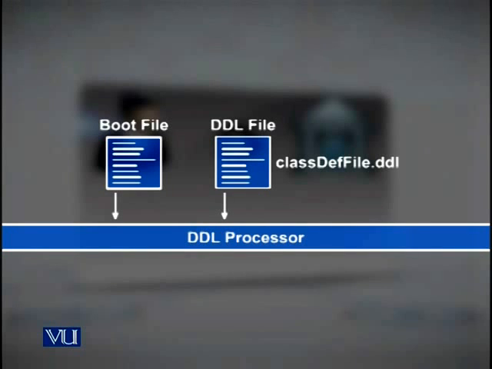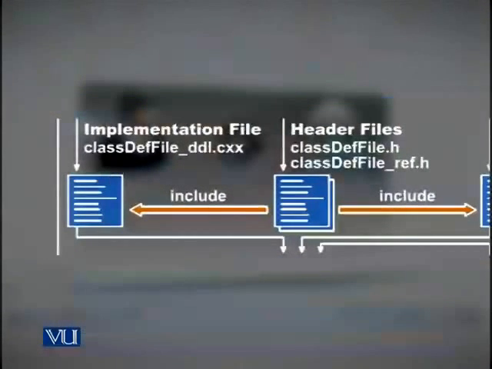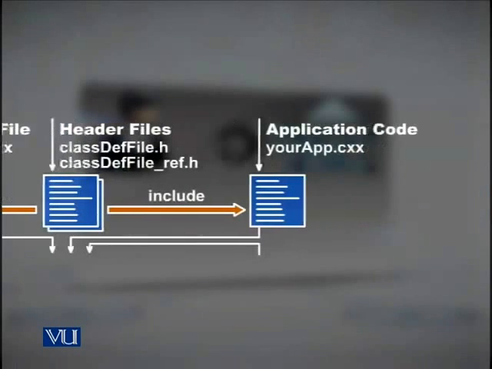As we discussed in the previous lecture, the DDL processor will generate three files, and those three files are shown in the diagram. As you can see, these are class definition file.h and class definition file_ref.h. These are the header files, and the other file is the implementation file, class definition file_ddl.cxx. This file contains the implementation code for your schema. You use these three files in your application, and under the DDL processor you can see the application code.